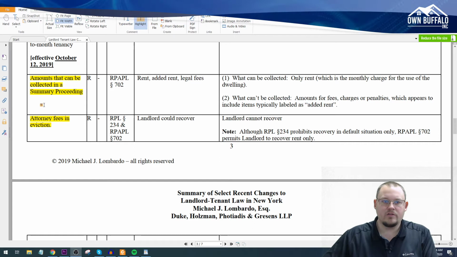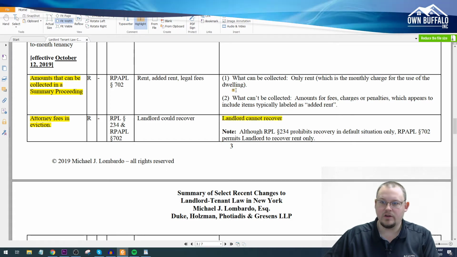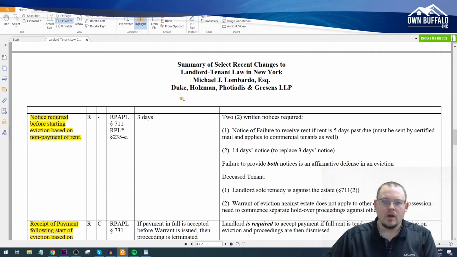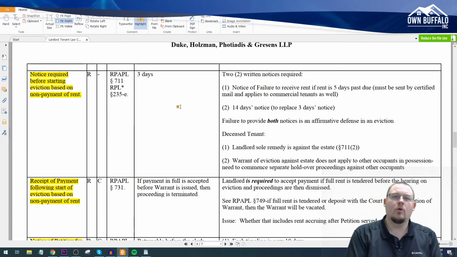And again, the attorney's fees, those are both covered right here. Talks about the amount that can be collected as well as the attorney's fees. And it's very clear landlord cannot recover attorney's fees at any point in this proceeding. We'll talk a little bit about the notice required.